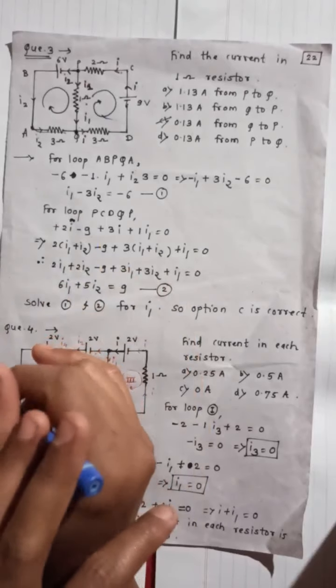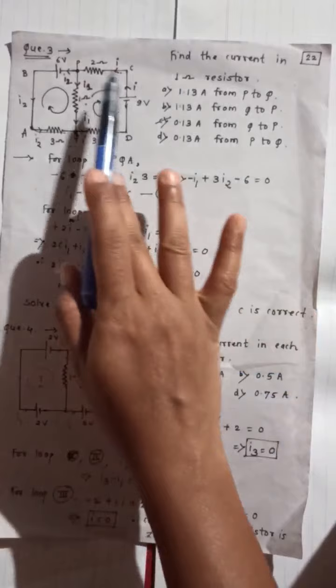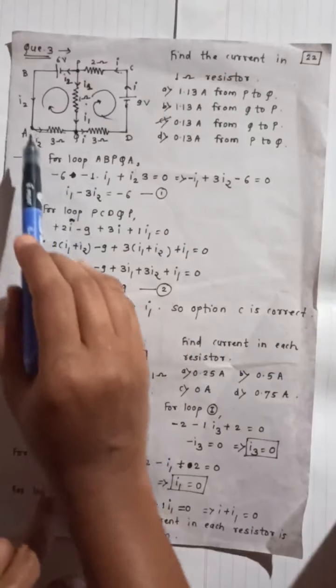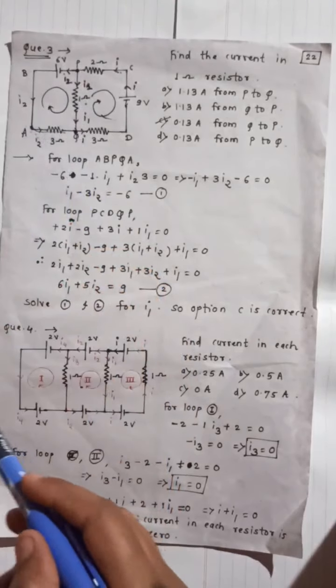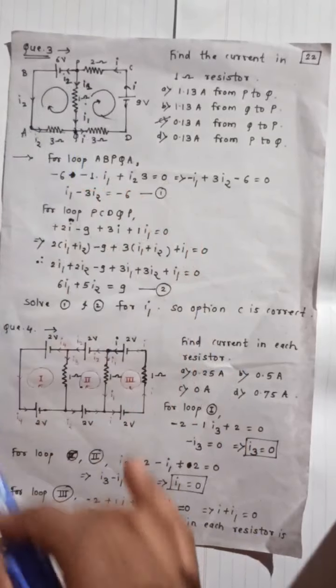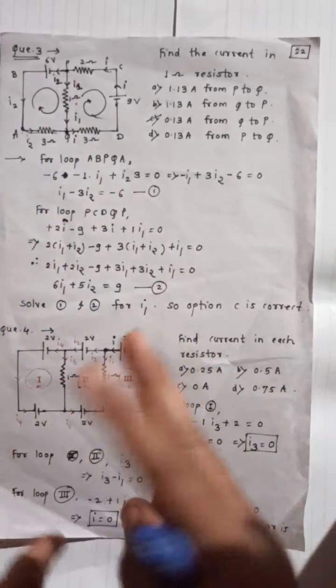ओके, सो हियर नाउ चूज द लूप्स. पहिल्यांदा आपण करंटच्या डायरेक्शन्स डिसाइड करून घेतल्या. नाउ द लूप्स. सो द फर्स्ट लूप इज A B P Q A. जितके व्हेरिएबल्स असतील तितके लूप्स असतील. इथे 2 व्हेरिएबल्स आहेत I1 and I2. So to find the 2 variables you have to choose the 2 loops.